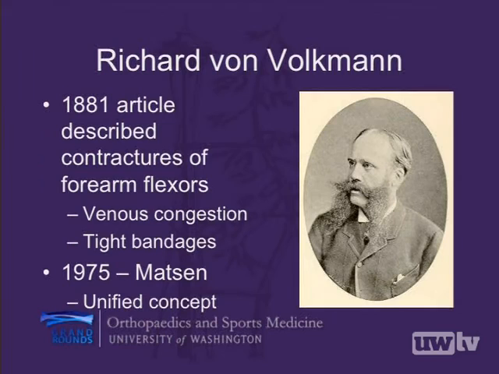So, brief history. Dr. Richard von Volkmann was the first to describe what we now call compartmental syndromes in 1881 in one of his articles. He noted contractures of the forearm flexors that he thought was due to venous congestion and overtight bandages. This was later related to fractures in the forearm and was later found to be associated with fractures of the lower leg. But it wasn't until 1975 with Dr. Matsen's work that we had a unified concept of what a compartmental syndrome was, what the etiologies were, and how to treat it.